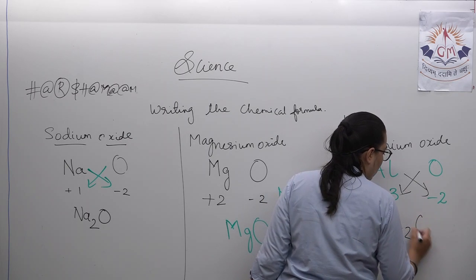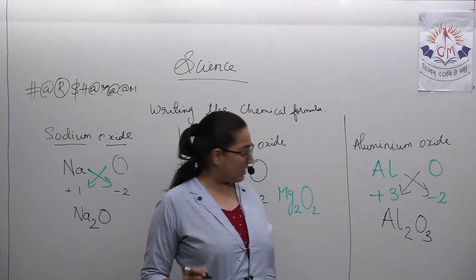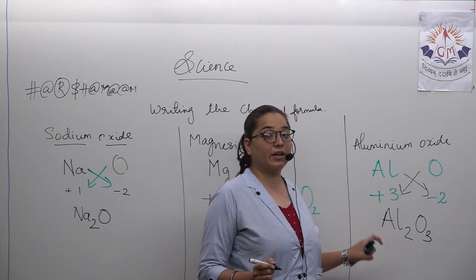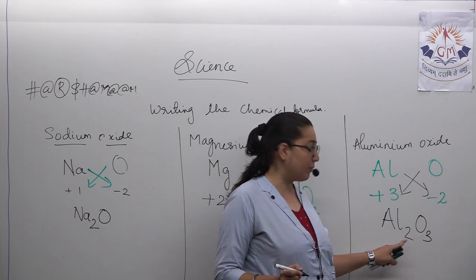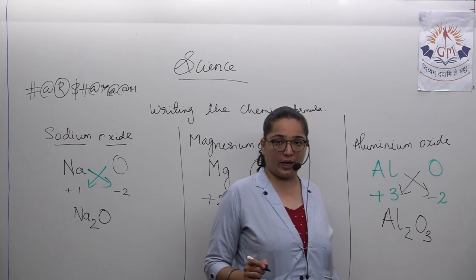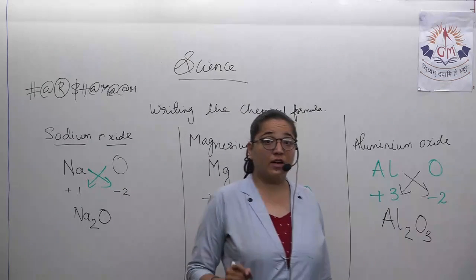So Al2O3. Whatever number you are getting, that means that many number of atoms. So how many aluminium you are having? 2. How many oxygen you are having? 3. Okay, is it clear? I hope you are clear.